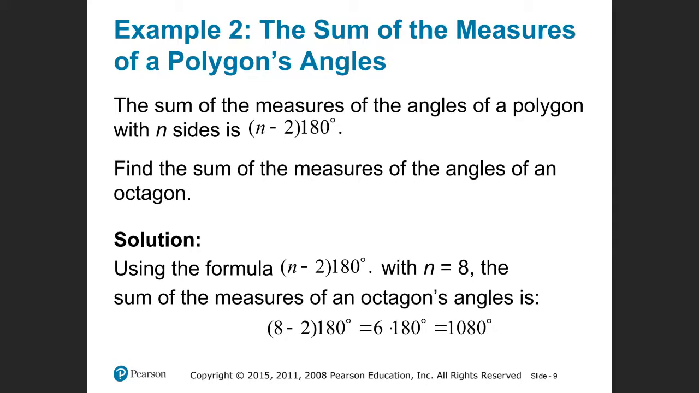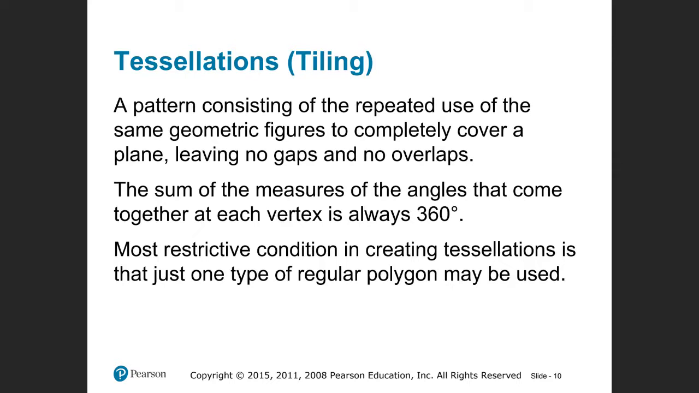We want to find the sum of the measures of the angles of an octagon. Well, by definition, an octagon has 8 sides. This is going to be a regular octagon. So n is equal to 8. We substitute into the formula 8 minus 2 times 180. Do the inside first. 8 minus 2 is 6. 6 times 180 is 1,080 degrees. So that is the sum of the measures of the angles of the octagon.